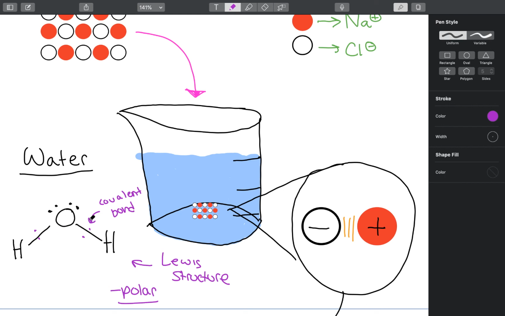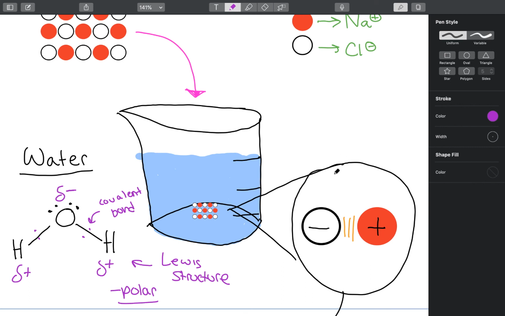Therefore, oxygen has a partial negative charge, and the hydrogens have a partial positive charge. So this is what the charges are on water. And once again, we're going to get more into why this is in a later video. So let's now magnify what sodium chloride looks like by focusing on only two ions. Here we have our sodium ion, and the white circle is the chloride ion.